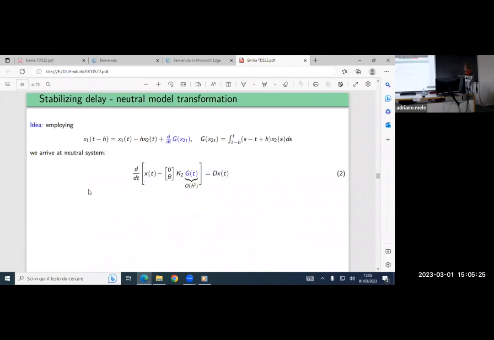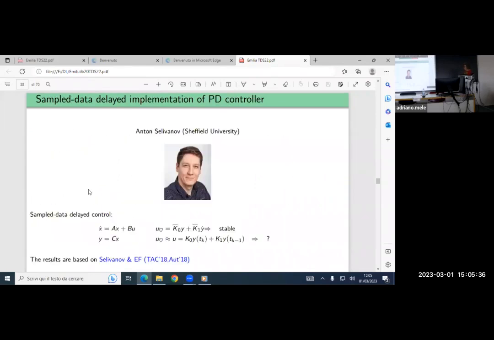Or you can use a neutral type presentation and construct appropriate Lyapunov functionals. And this was the sampled-data delayed implementation that I mentioned in the very beginning of my lecture. It was done with my former postdoc, Anton Selivanov, who is now at Sheffield University. And so these are his romantic notations. This is the desirable control, but not implementable. So we have to find something approximate but implementable. And this is the sampled-data one.